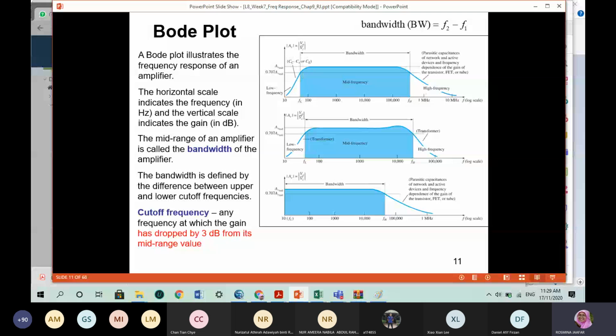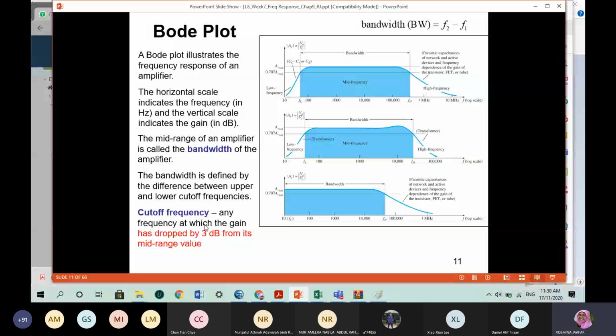Okay, and if you have a response like this, this is a band pass filter. But if you have this one, this would be the low pass frequency response. And the opposite to the low pass filter, you have a high pass frequency response.